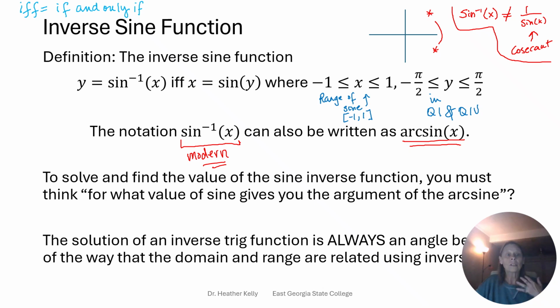Now, to solve and find the value of the sine inverse function, you must think for what value of sine gives you the argument of arc sine. Okay, so for what value of sine gives that argument? The solution of an inverse trig function is always an angle. It is always an angle.